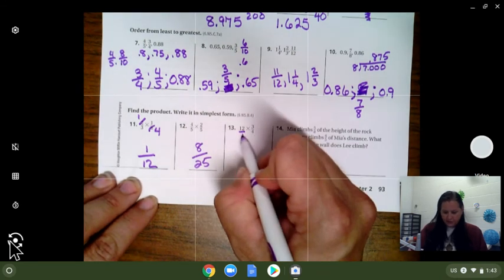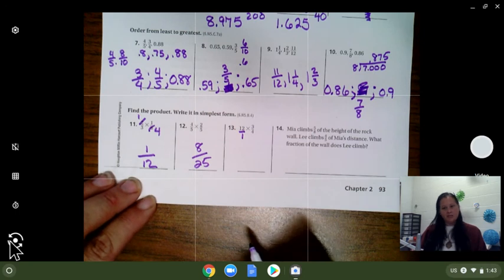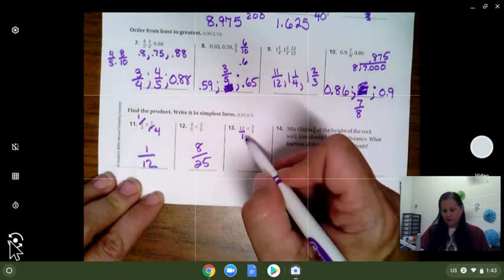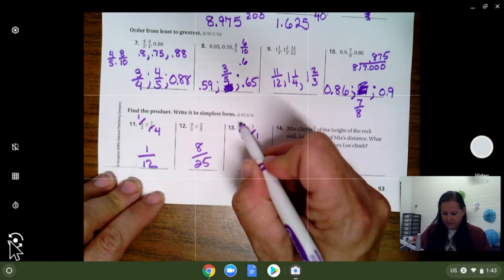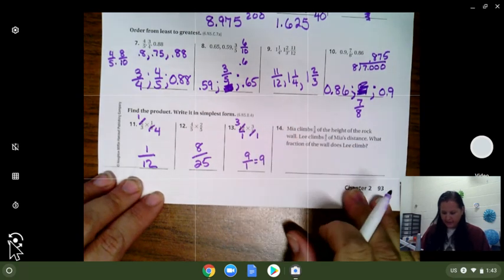When you have a whole number and you need to multiply it times a fraction, just make your whole number into a fraction, an improper fraction, by putting it over 1. Then you can simplify. You should have 9/1 or just 9 on that one.